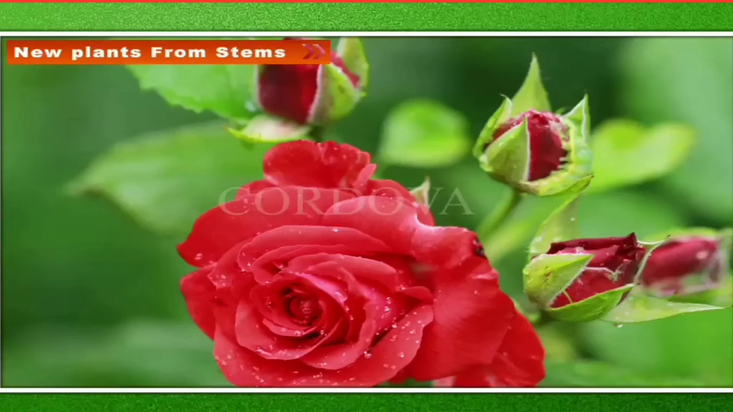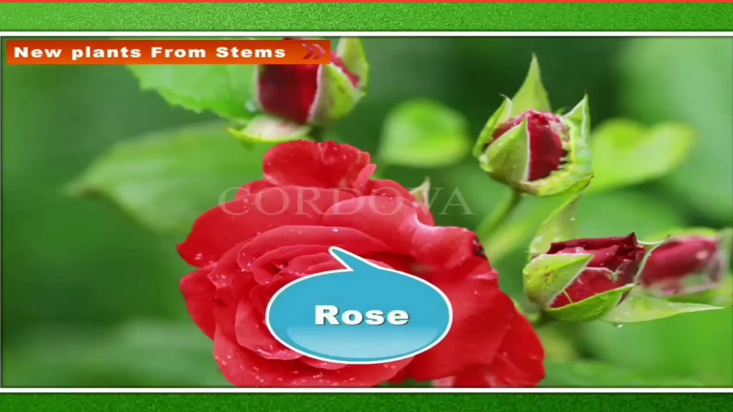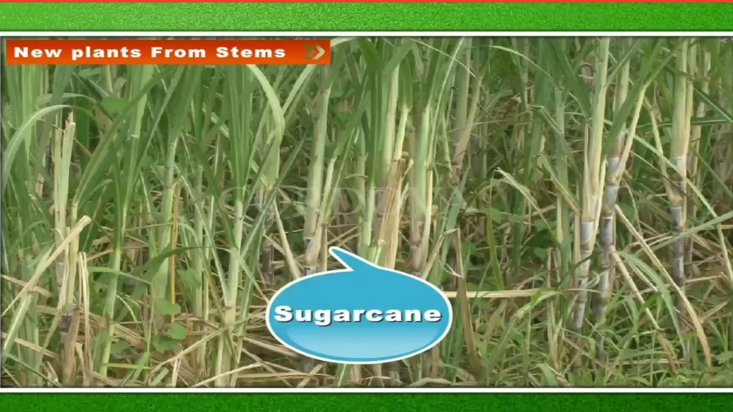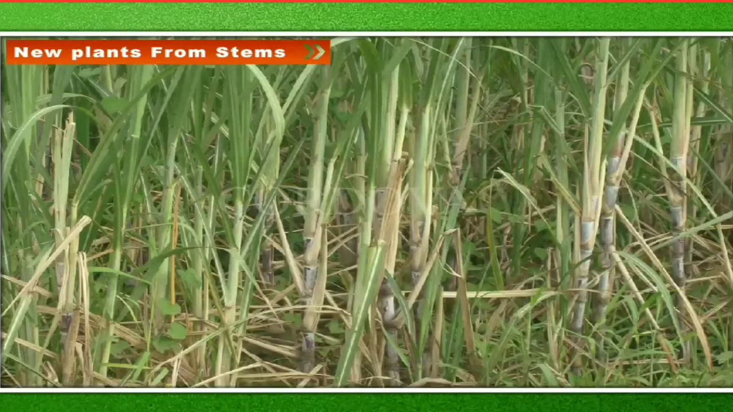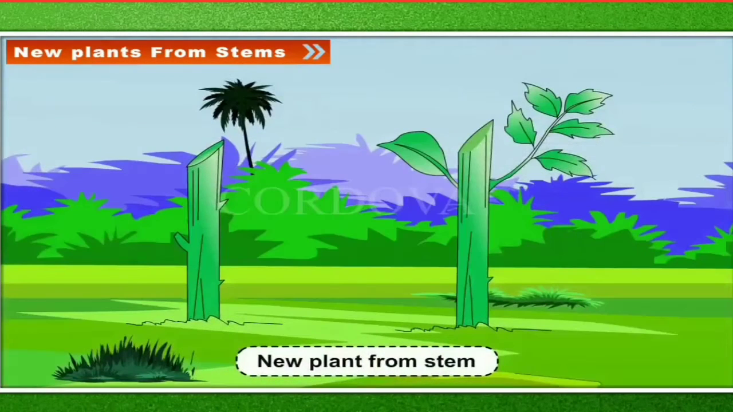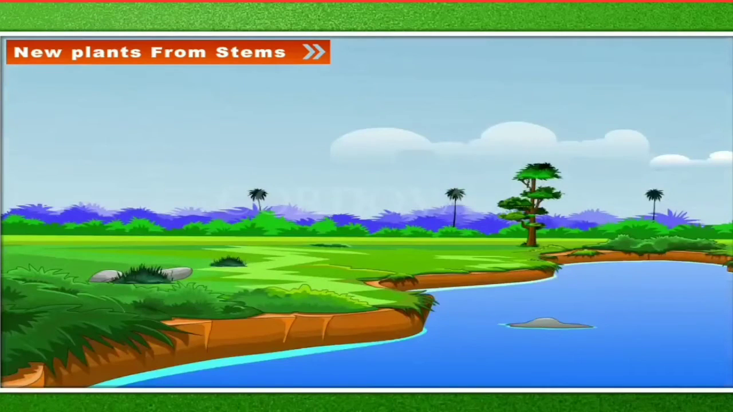New plants from stems. Some plants like rose, hibiscus, cotton, and sugarcane have buds on their stem. To grow them into new plants, just cut their stem. This is called stem cutting. Plant a stem cutting into the soil. After a few days, it grows into a new plant as shown in the figure.